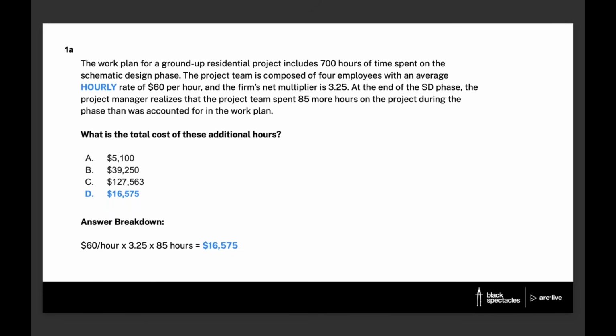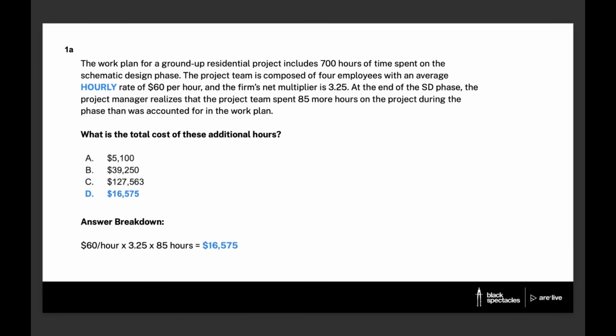Oh yeah, sure. So this question specifically says that the project team, meaning the project team as a whole, spent 85 more hours on the project during the phase than was accounted for. It doesn't say that each employee spent 85 hours individually. If it did, then I would totally multiply by the 4 employees. In reality, this question is a little simplified. If you were looking at a chart of this information when you were actually at work, you would see that employee A spent 10 more hours, employee B spent 15 more hours, so on and so forth. You would use their individual rates to figure this out, but to not make the math so cumbersome in this question, it's just all averaged out. But that's a really good question.